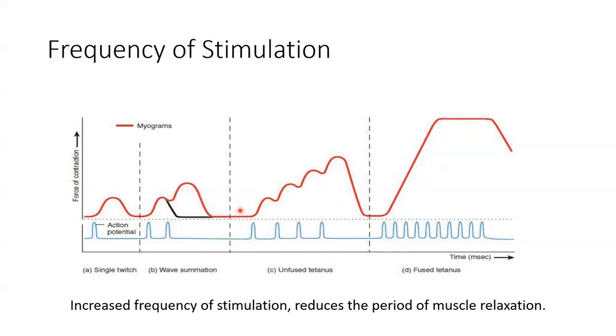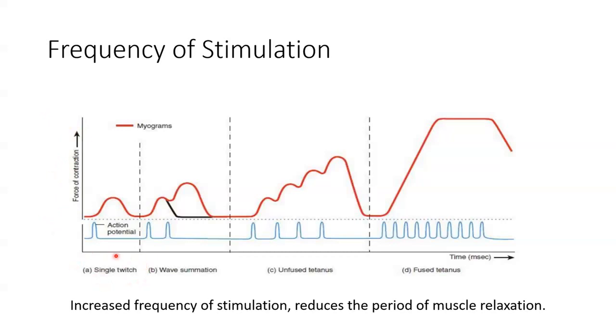We then have the frequency of stimulation, or how often a muscle fibre is innervated or is receiving an action potential. So if we look at this graph here, along the x-axis, down the bottom, we have the different types of stimulation. Along the y-axis, we have the force of muscle contraction, so higher being a stronger muscle contraction.